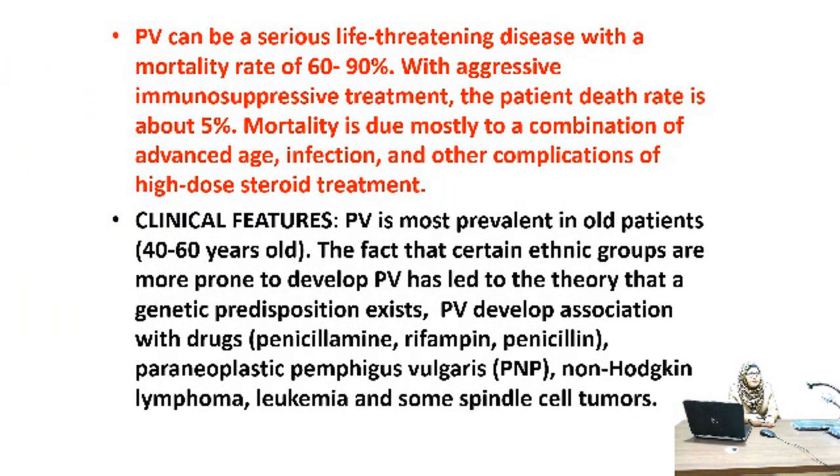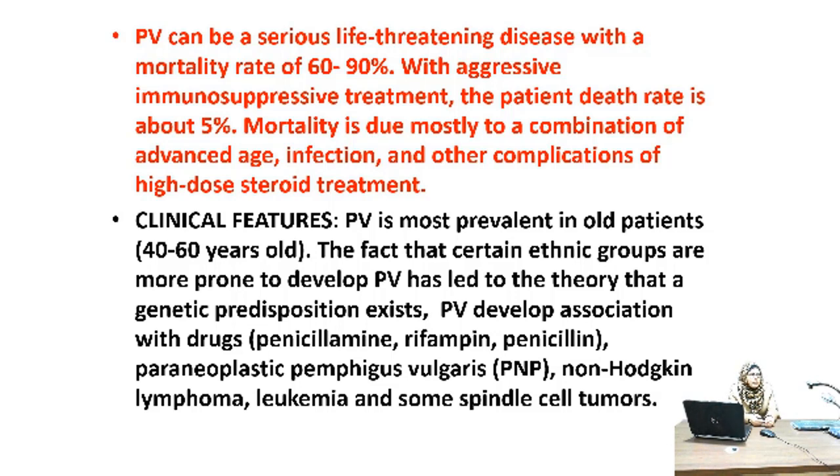Pemphigus vulgaris can be a serious life-threatening disease. The mortality rate is reported between 16 and 19%. With aggressive immune suppression treatment, which the patient needs, the death rate is about 5%. Mortality is mostly due to a combination of advanced age with infection and other complications. So it needs a high dose of steroid for treatment.